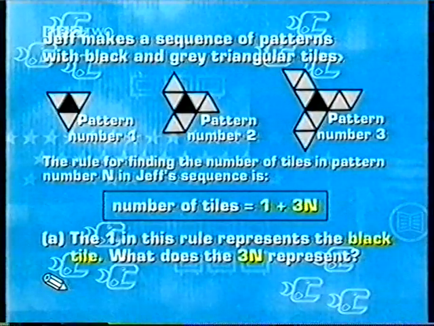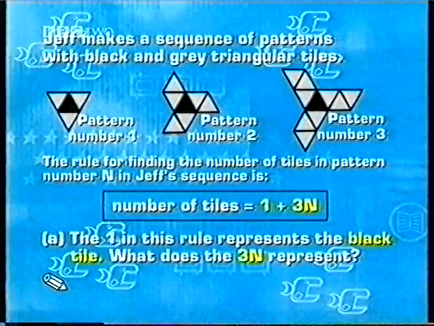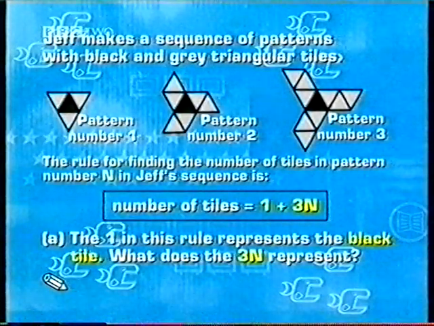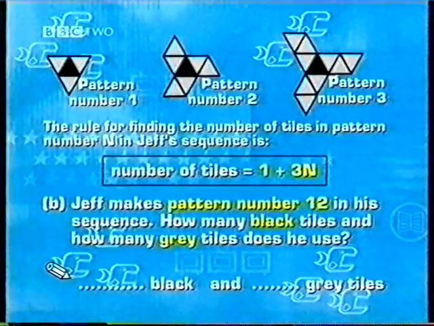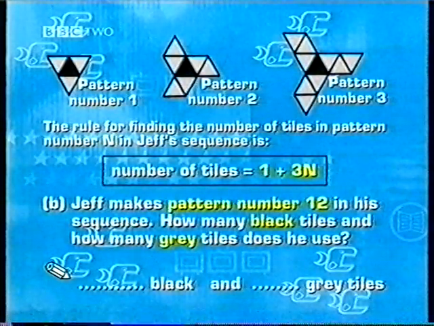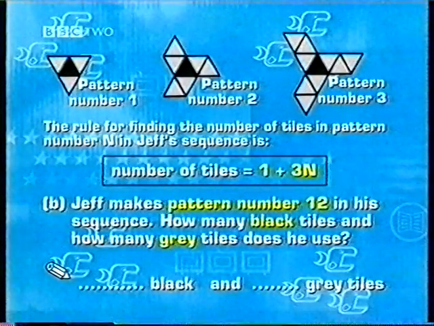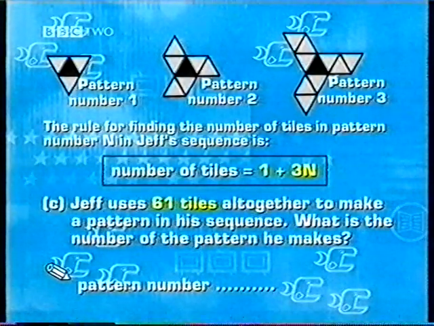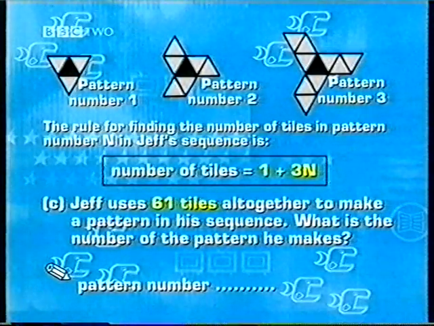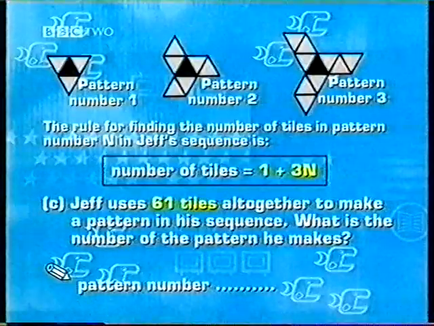Part A. The 1 in this rule represents the black tile. What does the 3n represent? B. Jeff makes pattern number 12 in his sequence. How many black tiles and how many grey tiles does he use? C. Jeff uses 61 tiles altogether to make a pattern in his sequence. What is the number of the pattern he makes?